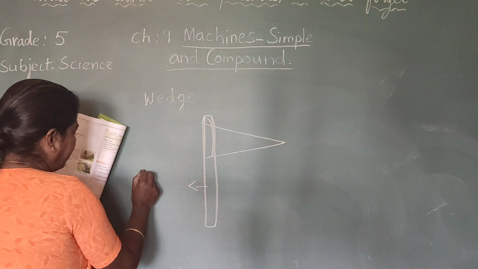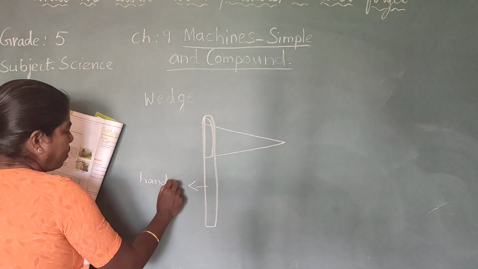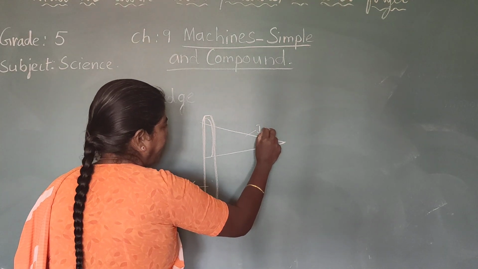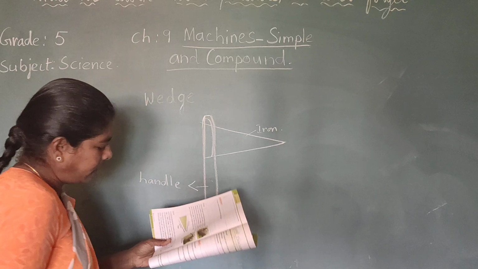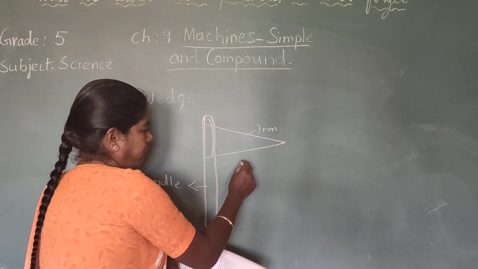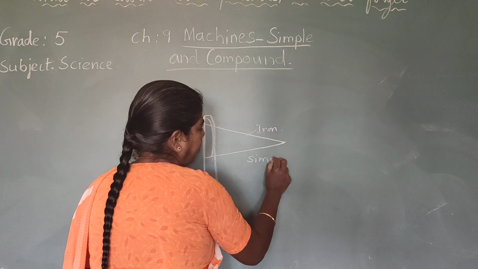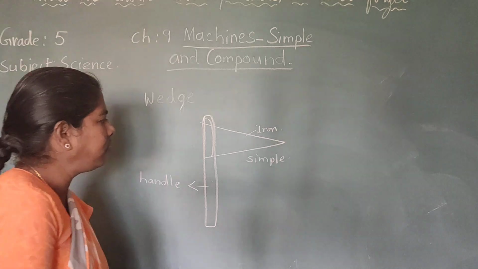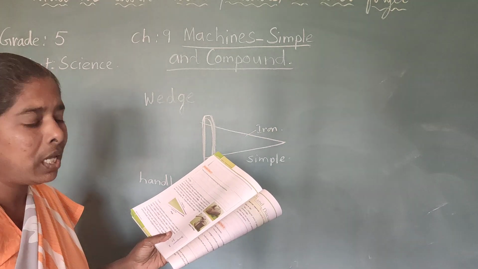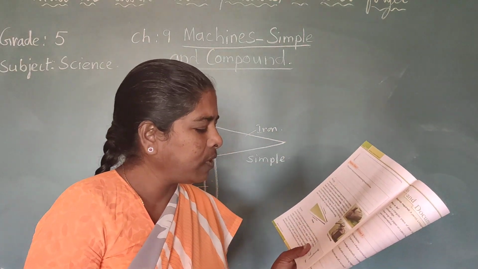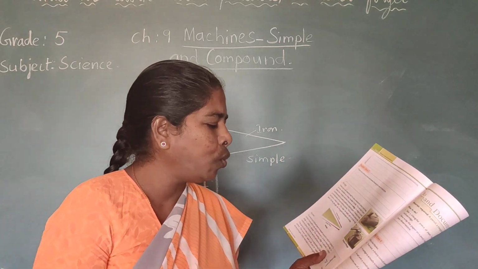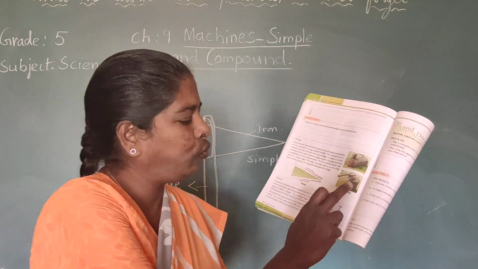This is the handle, a long wooden handle. This part is made out of iron, children. Okay? And we call it a simple machine. It is a simple machine. And what are they using this to cut, children? To cut the logs. A wedge is a simple machine which is used to split something apart, making two pieces.